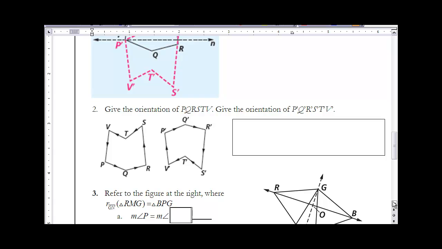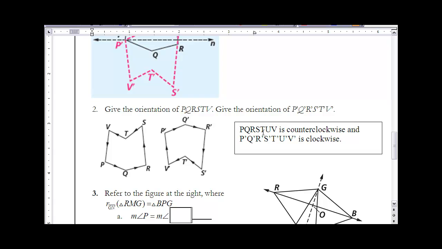Okay, so let's take a look at example 2 here. It says give the orientation of PQRSTV and then give the orientation of the image of that. So if I look at this figure here, if I'm starting at P and going around, you'll notice that I'm going around in a counterclockwise direction. Okay, and if I look at the image point, I'm going around in a clockwise direction. So orientation has been reversed. So the answer there would be that the pre-image point is counterclockwise and the image point is clockwise.